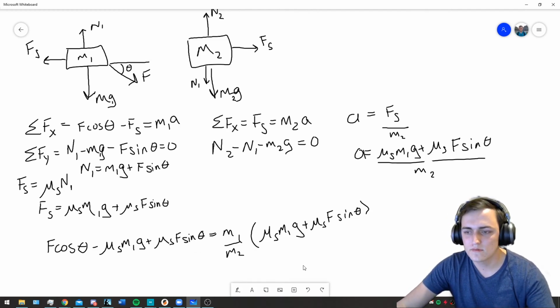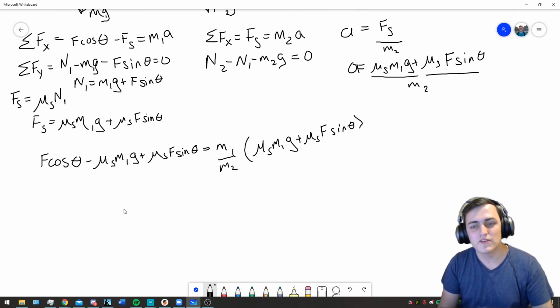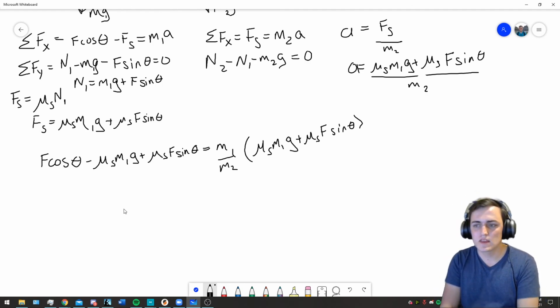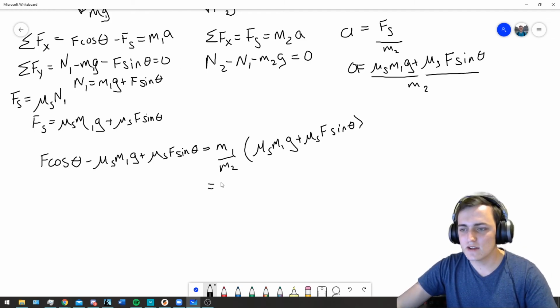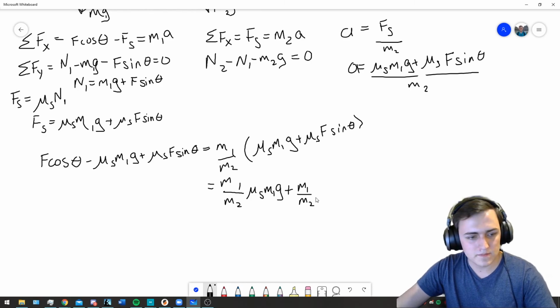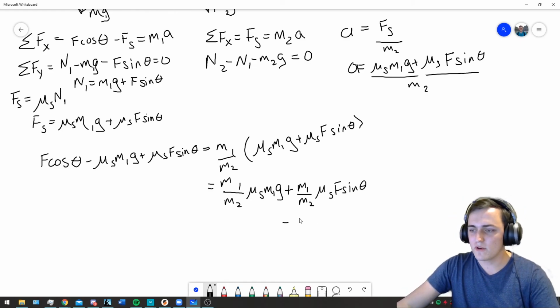And so this is a pretty nasty algebraic expression. What we have to do now is go through and turn it into f equals, which can be a little tricky. The first thing to do is to rearrange the right side. And we're going to just distribute that m1 and m2 to both terms. Times mu sub s f sine theta. And after that, we're going to subtract this term from both sides.